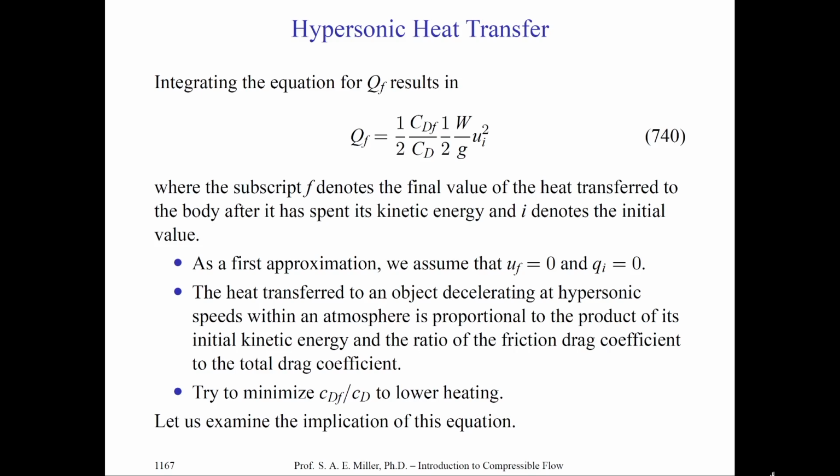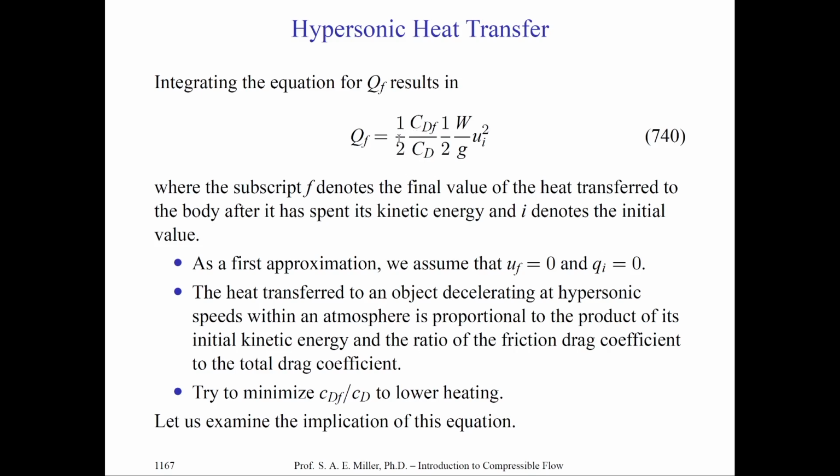Now we can assume as a first approximation, say for instance, that U sub f, the final velocity, is 0, and the initial heat into the body is 0. Then you can see that the heat transferred to an object decelerating at hypersonic speeds within the atmosphere is indeed proportional to the product of the kinetic energy, which is the U_i squared term, and the ratio of the friction drag coefficient to the total drag coefficient. So we'll try and minimize C_DF over C_D to lower heating, which is this term.